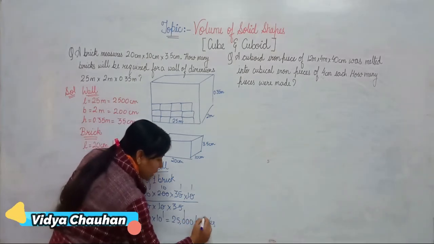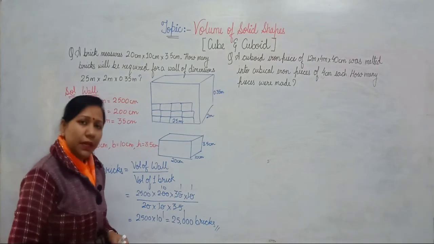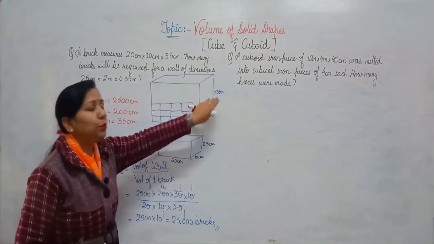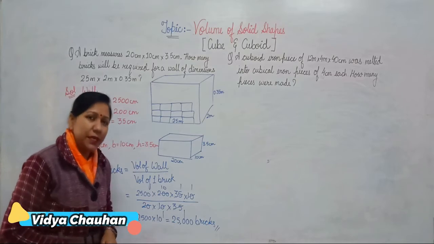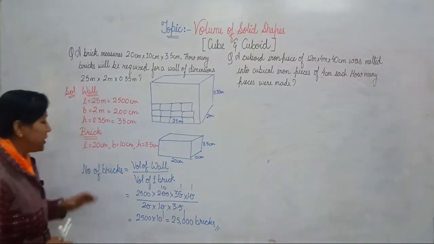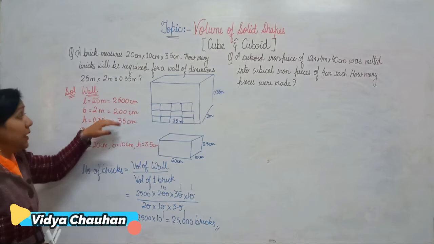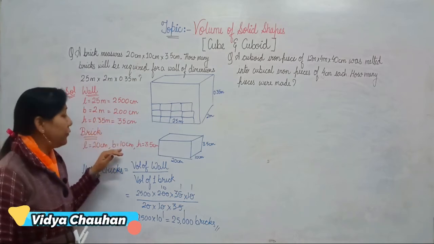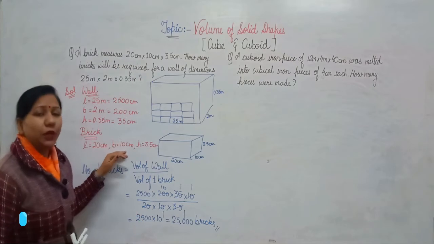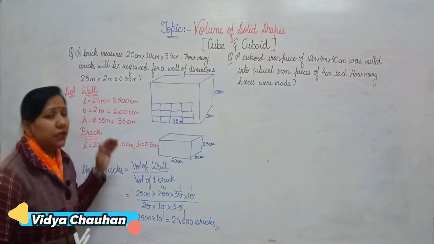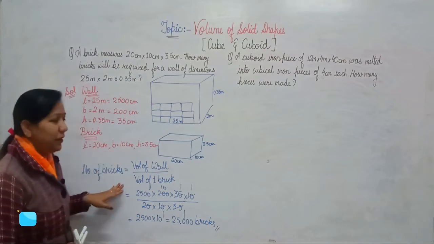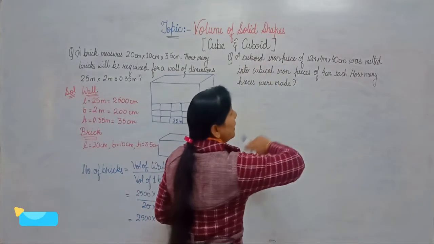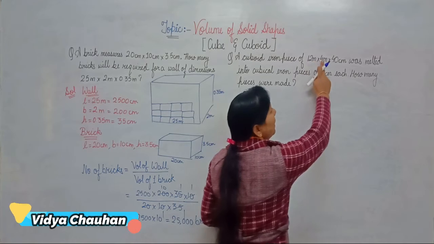So 25,000 bricks will be required to build a wall whose dimension is 35 by 2 by 0.35 meter. Understood students? So this is how you can find the number of bricks. The most important thing is to do the conversion. The units of the dimensions should always be the same. If not, then you have to do the conversion. Clear?